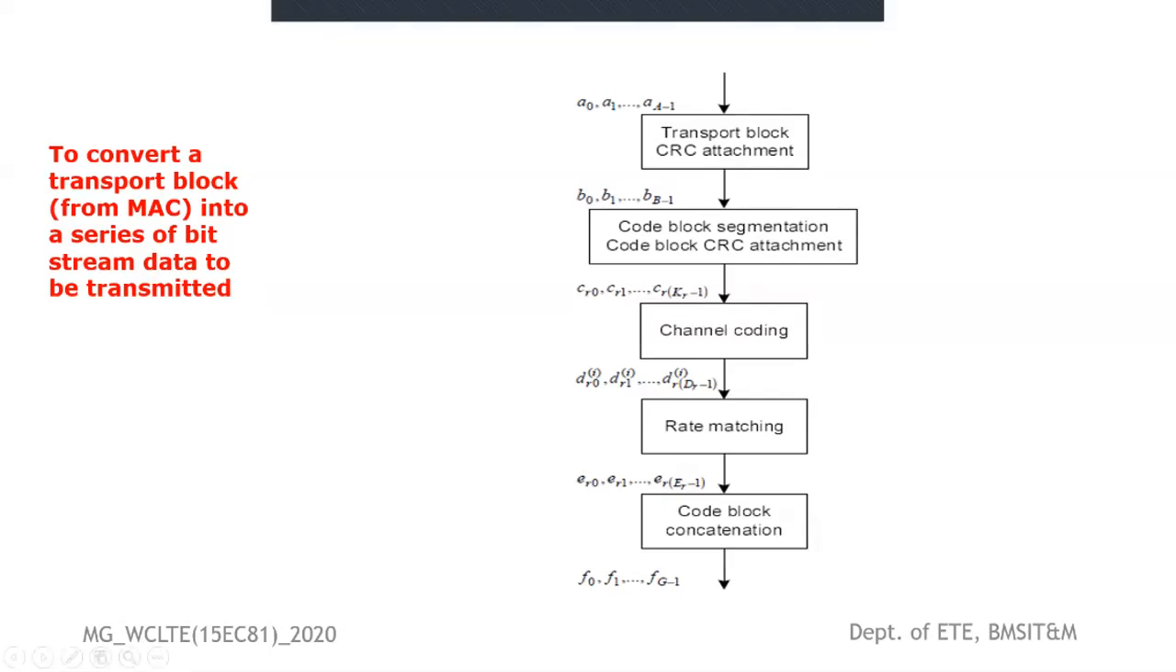So your transport block with the CRC attachment. I'm considering here A0, A1, and so on, all the transport blocks, right? So B0, B1, and so on up to B minus 1 are the code block segmentation after CRC attachment. Then the channel coding is done with a different notation. I use here A, B, and here I use C. Then the output of channel coding I have denoted as D, and so on. Then rate matching, then code block concatenation. The output of that I have written as F0, F1, and so on.